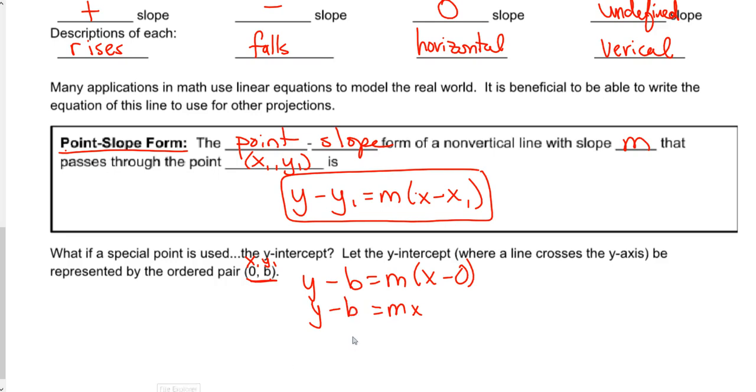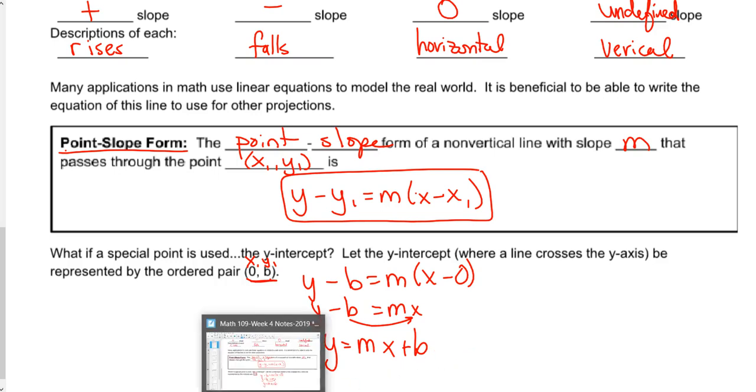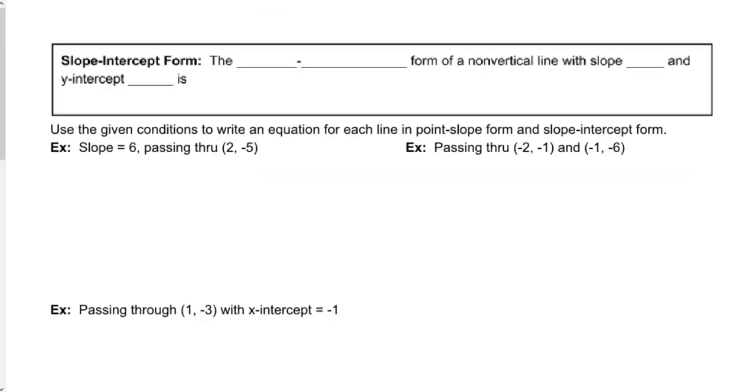And I want to get y by itself. So if I have a minus b, I'm going to add b over to the other side. And I get this new form solved for y as y equals mx plus b. Now, this is point slope form that I started with. Using algebra, I found a different form, and that different form is what we're going to refer to on the next page as the slope-intercept form.